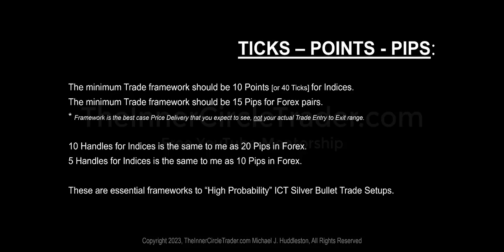So for index futures, if you're trading indices, the minimum framework is it has to at least offer the potential for 10 points or 10 handles, which is equivalent to 40 ticks. The same would be said for Forex. The framework should be a minimum of 15 pips for the pair you're trying to trade. So if you can't work out a range move at least 15 pips, the trade is probably not high probability. It would be better suited to be left alone and let it pass, or look elsewhere.